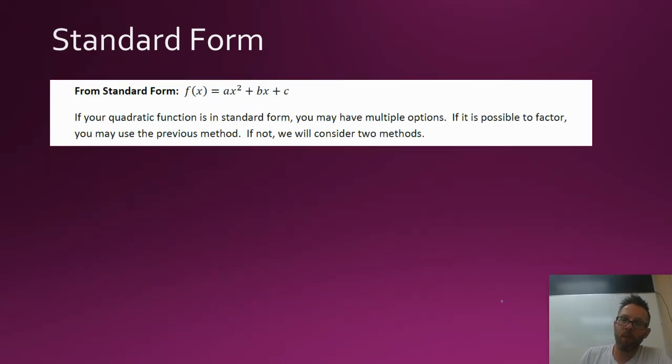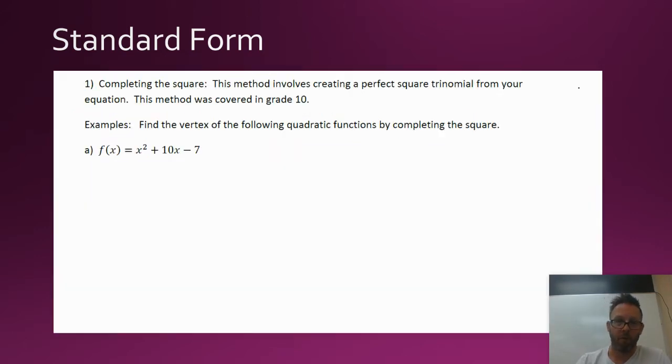Now, the final case is, what happens if your quadratic function is in standard form? Well, depending on who your teacher is in your grade 10 course, you either learn one method or two methods. I'm going to show you guys two methods and then let you choose which one you like to use best. So the first method is actually the method that the grade 10 curriculum requires you to learn.